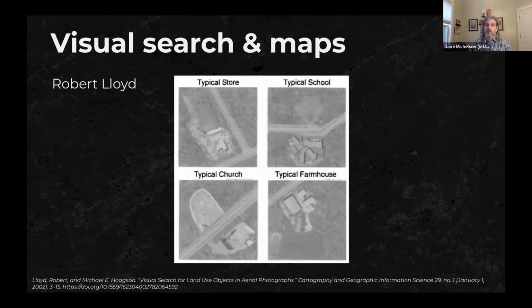One researcher did start diving into visual search on maps, and Robert Lloyd out of University of South Carolina took some aerial photography or satellite imagery and looked at several different land use types. In this case, stores and schools, churches, and farmhouses. He believed that stores and schools looked very similar, and that the churches and farmhouses would be the distractors that look similar. So what he did is he distributed these on the map and used one of them, let's say a school, as the target, and asked people to find it on top of an actual aerial photography of trees and a dark gray background.